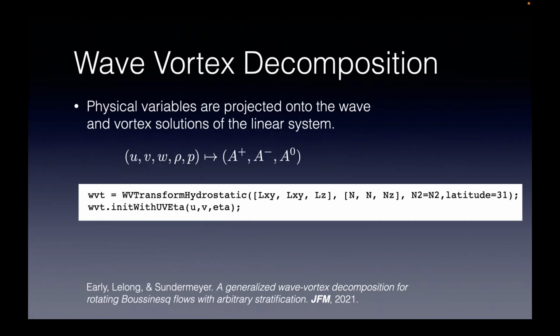And so what we've done since last year is there's a nice set of code now for just doing this, where you can initialize a particular stratification, input your U, V, and eta, and it projects everything onto these wave vortex coefficients. Now you do this for each instant in time. This is not time filtering. You can think of it as PV inversion and then phase unscrambling.